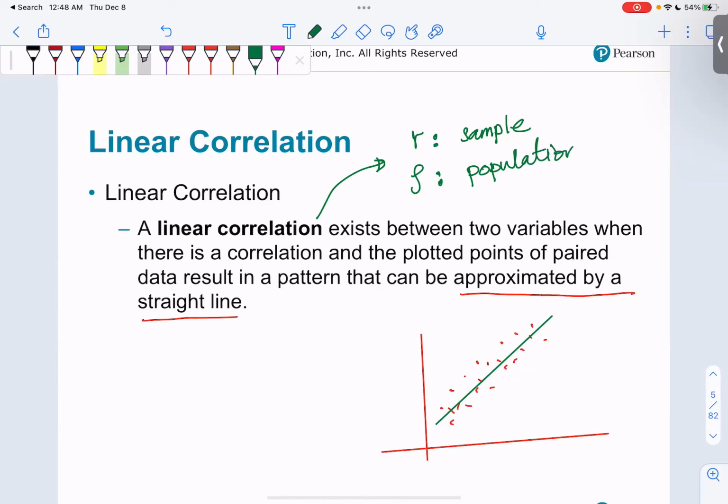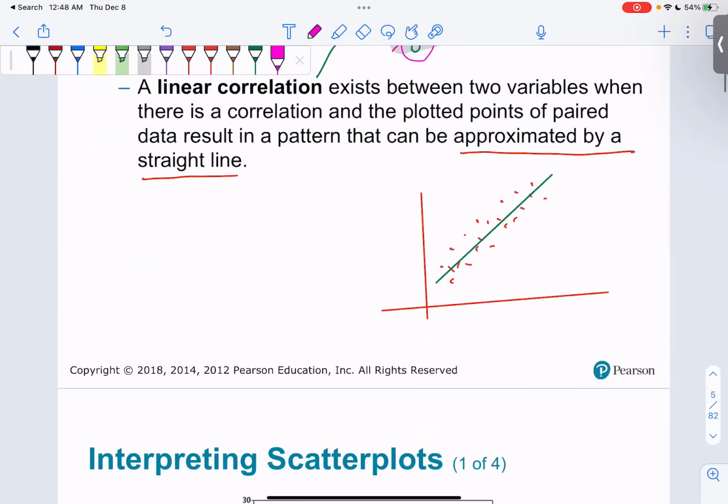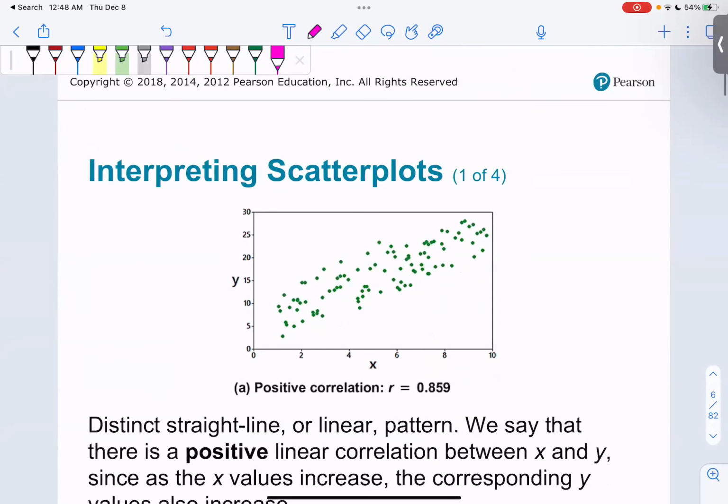Remember that all the time we say we use English letters for a sample, which we call a statistic, and we use Greek letters for a population or parameter, and we use this statistic to estimate the parameter of the population. So now this is the scatter plot.